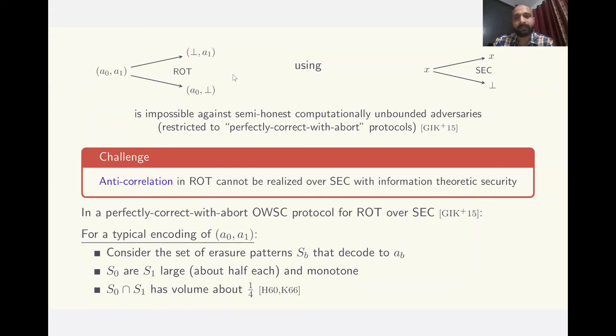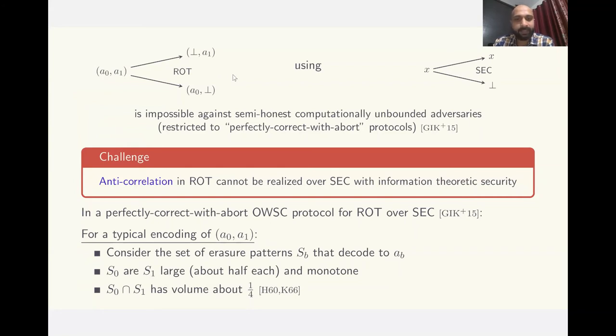And so let's call this set of erasure patterns S0. And half of the erasure patterns should decode A1 at the receiver. Let's call this set S1. Since the protocol is perfectly secure with abort, we require S0 and S1 to be monotone sets. But then classic results show that S1 intersection S0 is of a substantial volume, that is, of volume about 1/4.